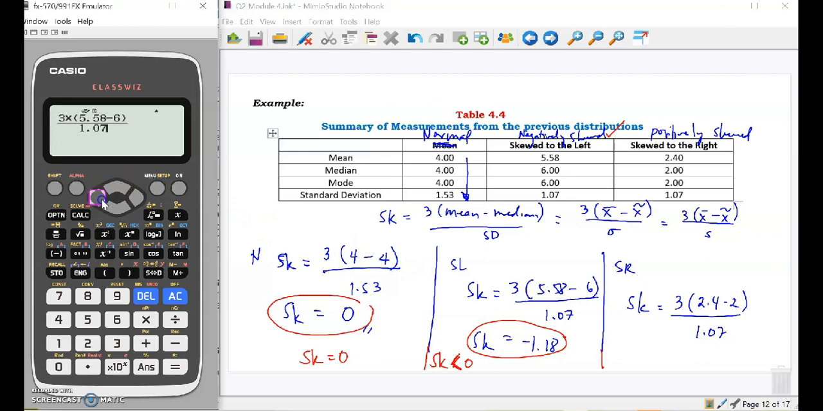Okay. This is the same, but let's change the one inside the parenthesis. That would be 3. 2.4 minus 2 divided by 1.07, the answer is 120 over 107, which is approximately 1 point.